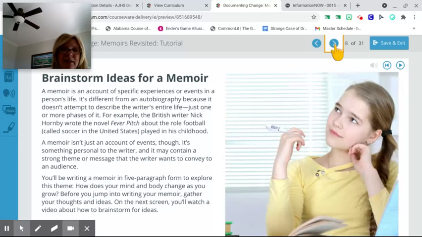Now, to brainstorm ideas. A memoir is an account, of course, of specific experiences that you have had. It's different from an autobiography because it doesn't attempt to describe the life of the writer. It's just one or more phases of it. It's more focused. For example, Nick Hornby wrote the novel Fever Pitch about the role that football played in his childhood. A memoir isn't just an account of events about what happened. It's something personal to the writer, and it may contain a strong theme or a message that the writer wants to convey to the audience.